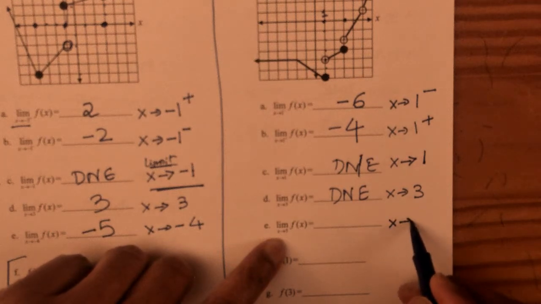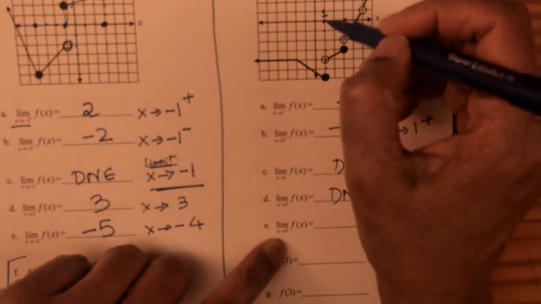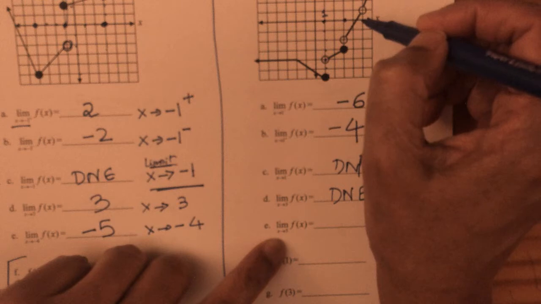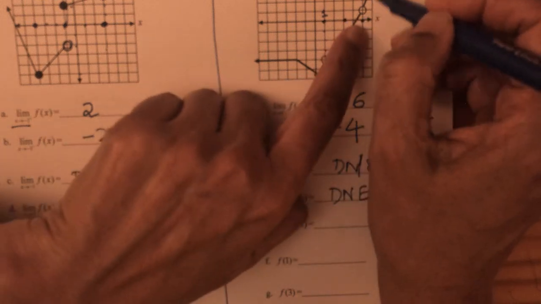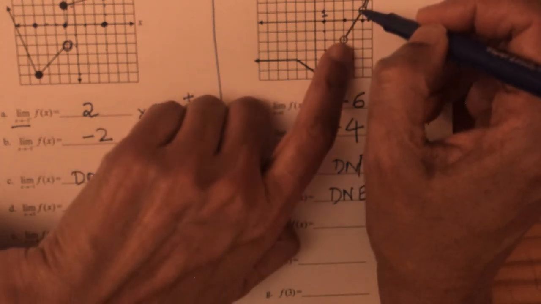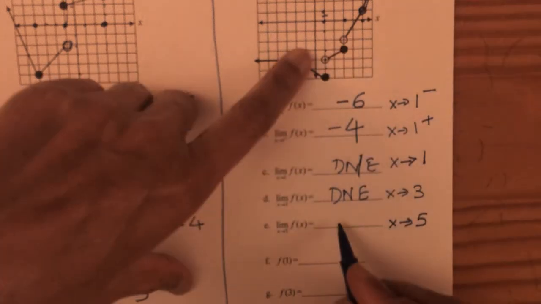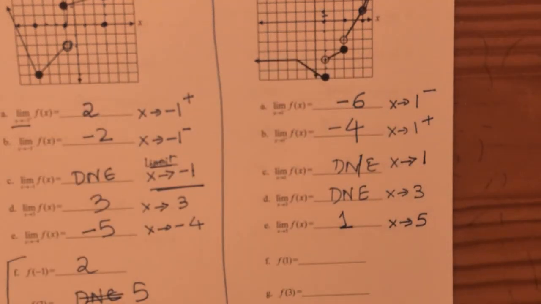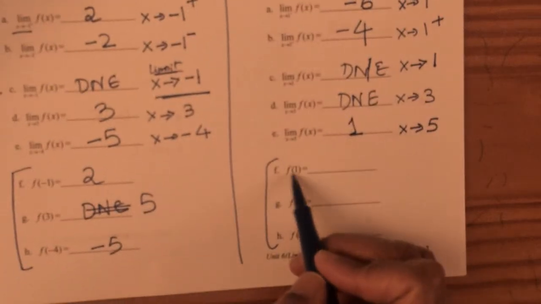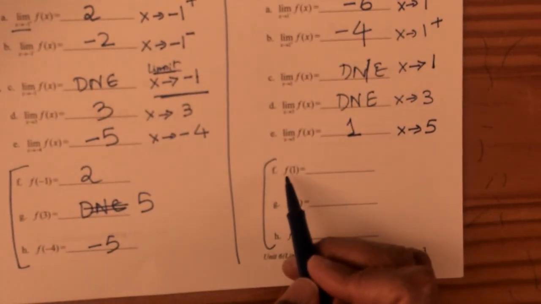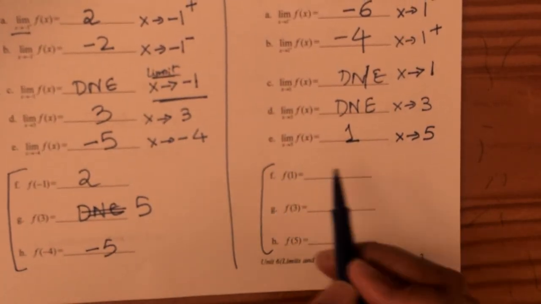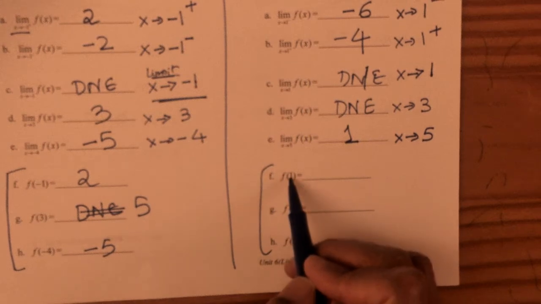Then as x approaches 5, there's 5. 1, 2, 3, 4, 5. Okay, 5 should have a value because when I'm approaching from this side and this side, it's the same value, and that is 1. Okay. Now we're evaluating. Now we're not doing limits. What is the value of this function at x equals 1?